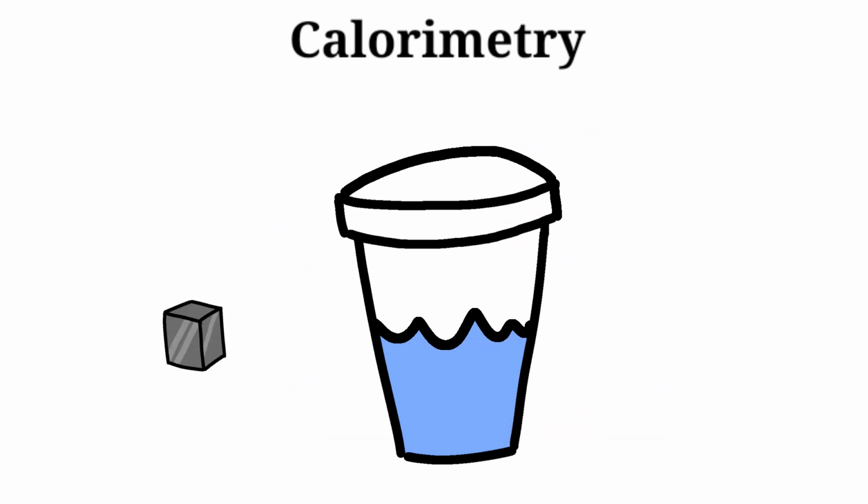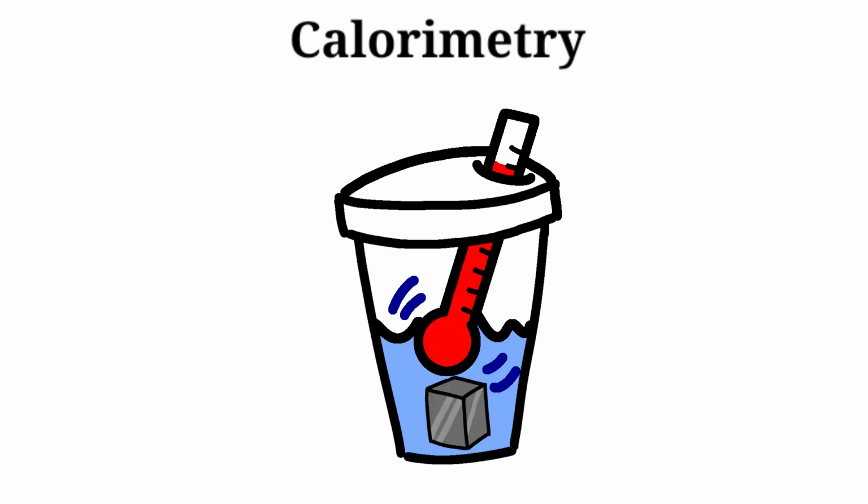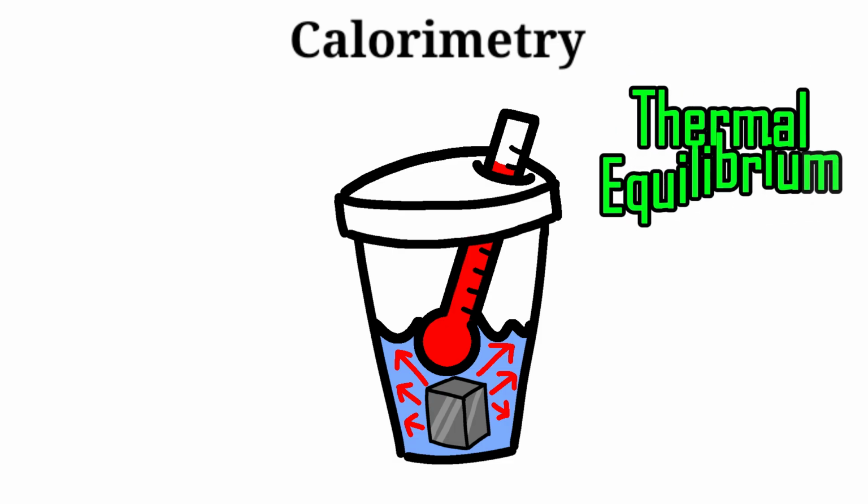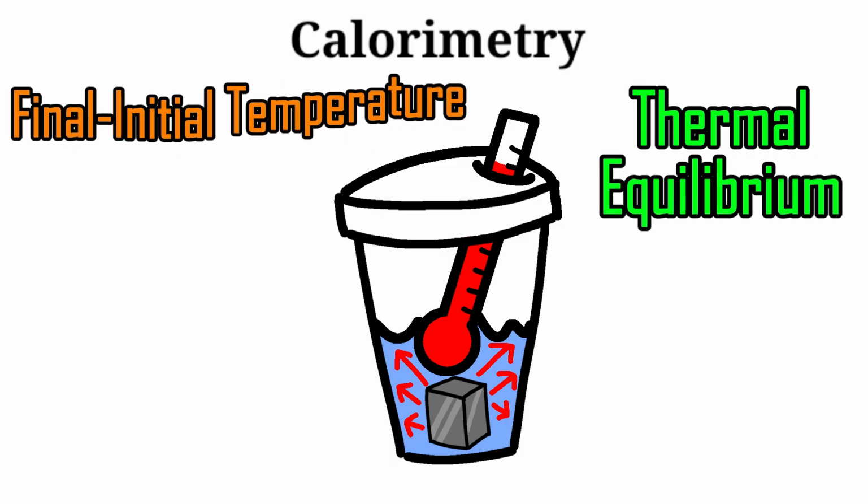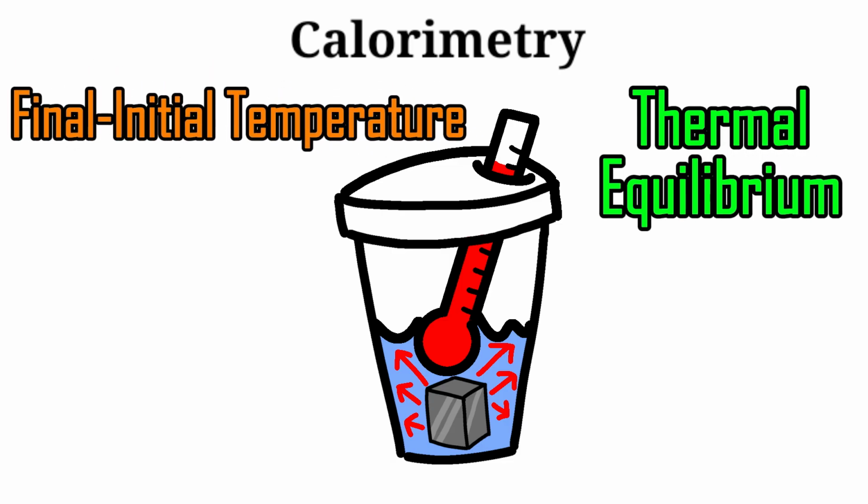You then take a heated substance, usually a block of some metal, and drop it into the calorimeter and stir it until it reaches thermal equilibrium. The lid prevents heat from escaping the calorimeter, so all the heat from the block of metal will only transfer to the water. After it's reached thermal equilibrium, you can measure how much the water temperature has changed and then plug that into an equation to measure how much heat the metal lost.